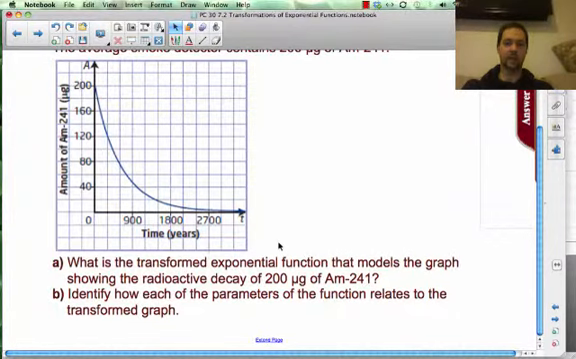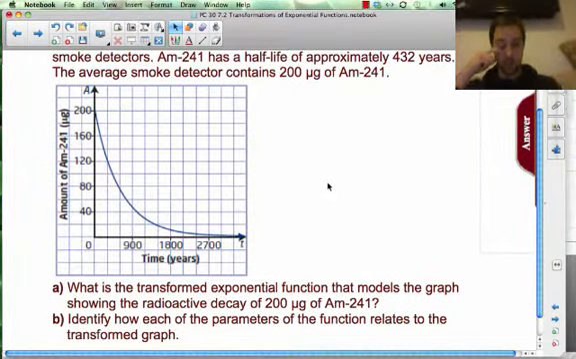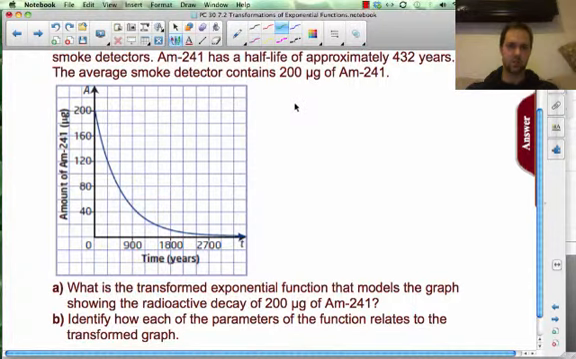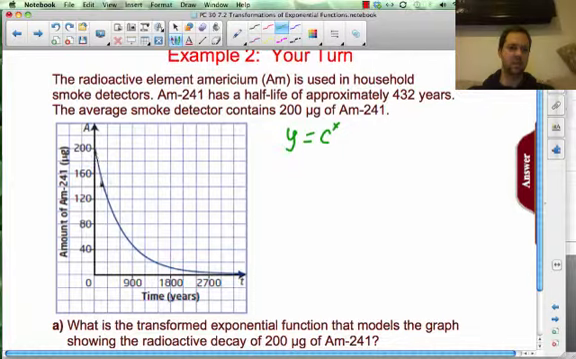What is the transformed exponential function that models the graph showing the radioactive decay of 200 micrograms of americium-241? So let's start with our base. Now, we normally have a function that looks something like this, y equals c to the power of x. What is our base? We know that this is a decay function, so we are going to have a fractional base, because a whole number base creates a growth function that curves like that.